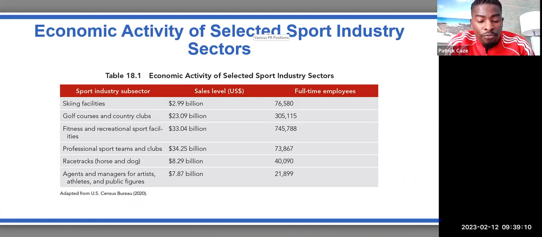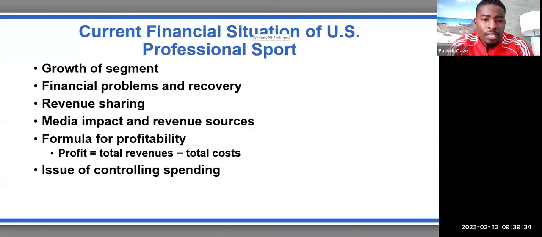They're in 24 Hour Fitness, LA Fitness, EoS Sports, right? You know, wherever, Planet Fitness, that falls in that category, okay? Professional sports teams and clubs, right? 34 billion. Racetracks, agents and managers and that kind of thing, earnings for artists, athletes, and public figures, $7.87 billion, right? So there's a lot of money out there, okay? There's a lot of money out there in each particular segment or area of sports, each contributing a different value, a different economic boost to a particular community, okay?